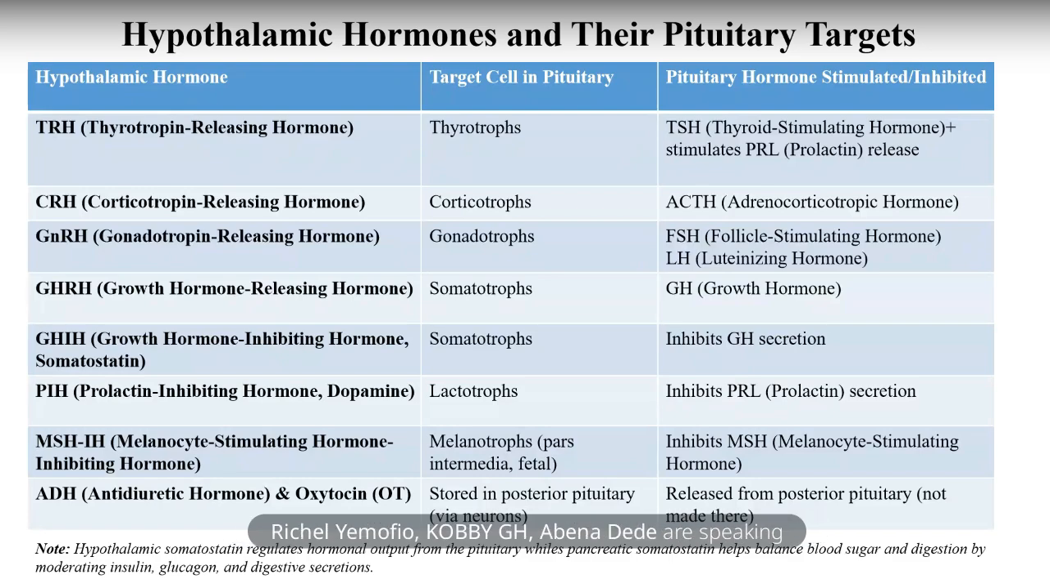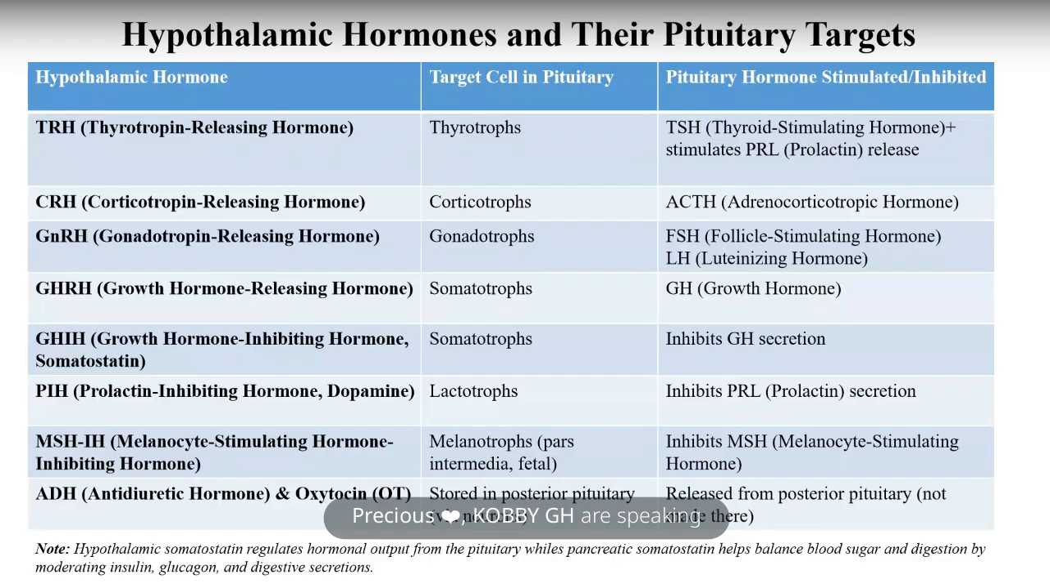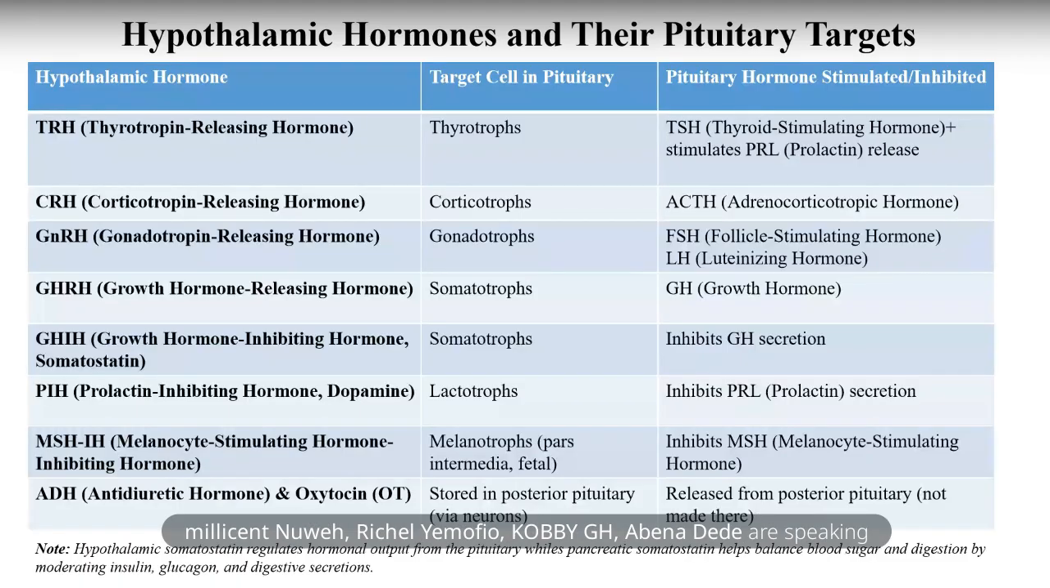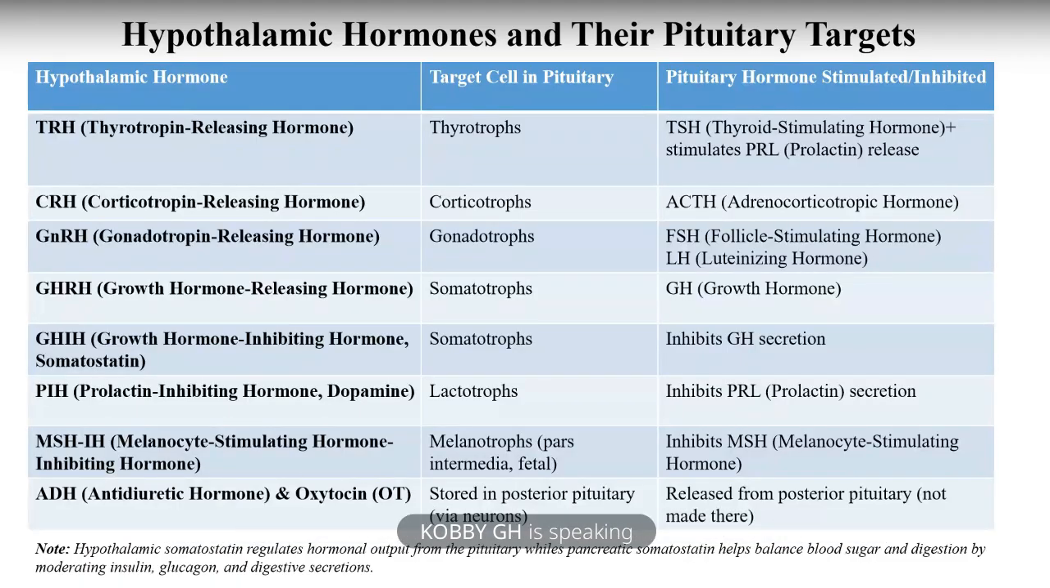Say the hypothalamus produces melanocyte stimulating inhibiting hormone. Now the anterior pituitary target cell is the melanotroph. True or false? True. The answer is true.